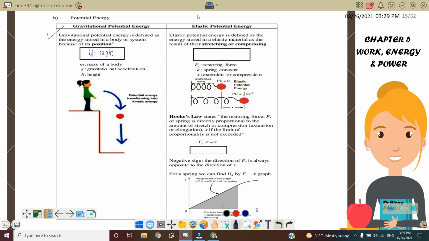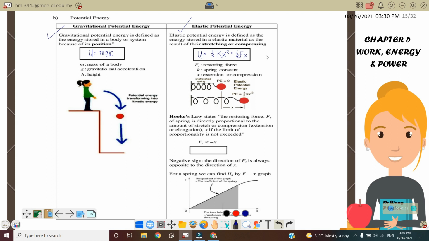Next one is the elastic potential energy. Elastic potential energy is defined as the energy stored in an elastic material as the result of its stretching or compressing. Usually it's in an elastic material, for example, a spring. So the equation we can write as U equals half kx squared, or we can write it as half Fx.